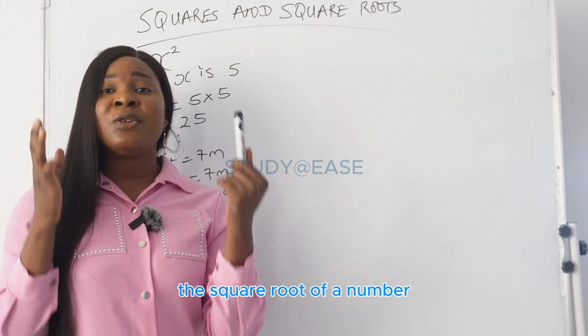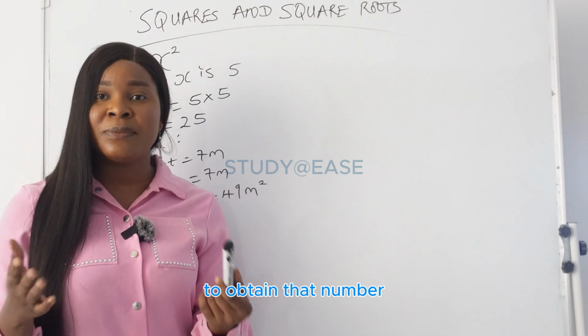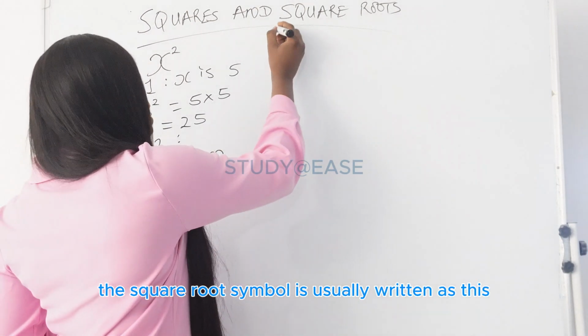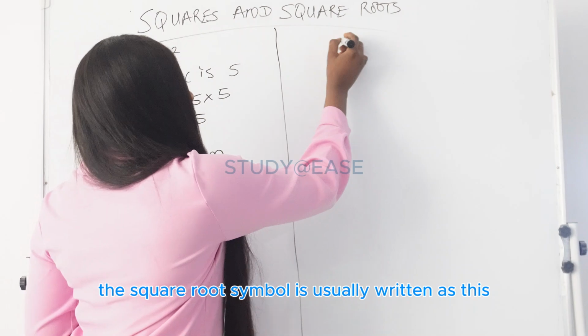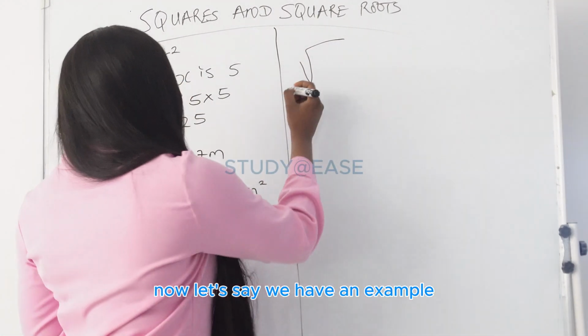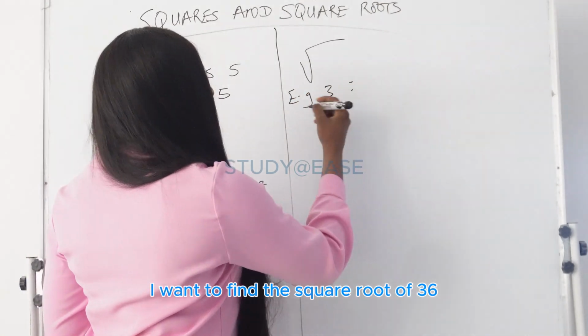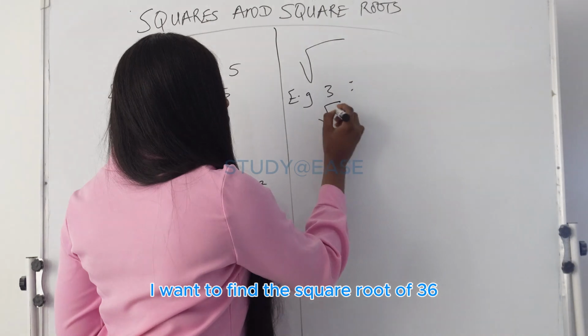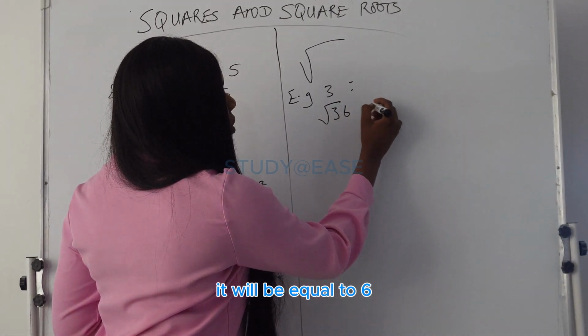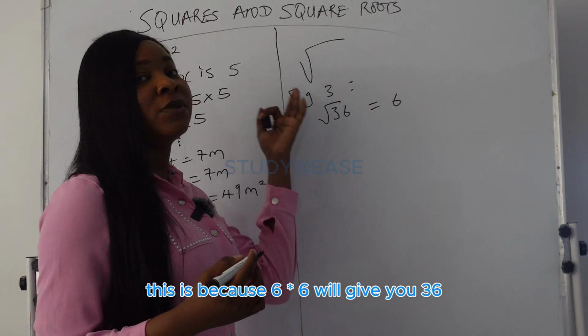The square root of a number is the number that is squared to obtain that number. The square root symbol is usually written as this. Now let's say we have example 3. I want to find the square root of 36. It will be equal to 6. This is because 6 times 6 will give you 36.